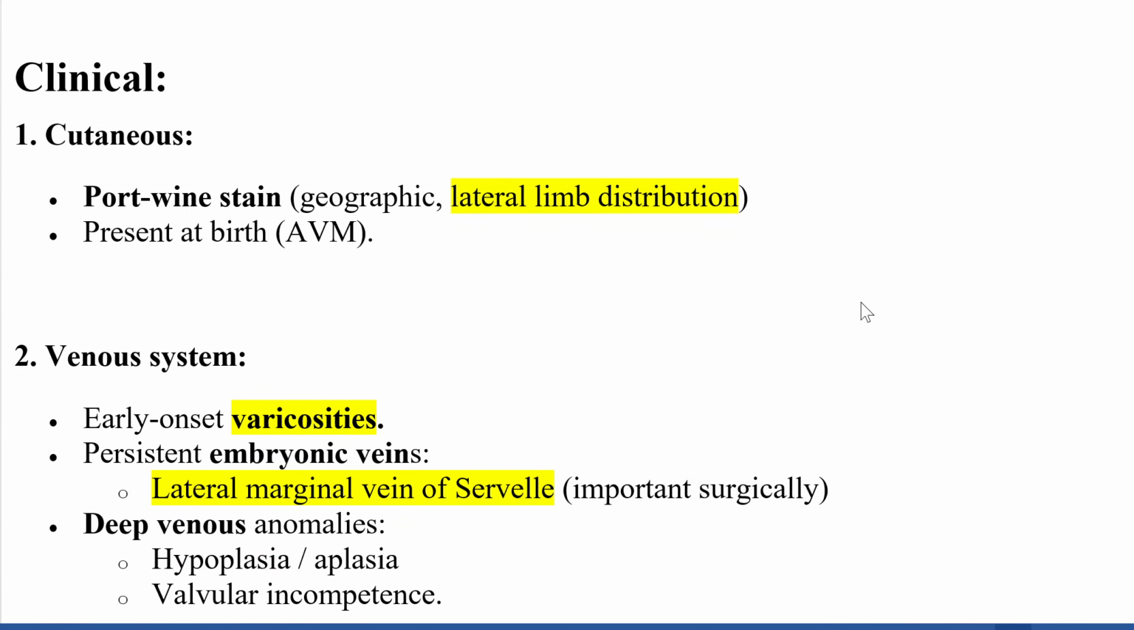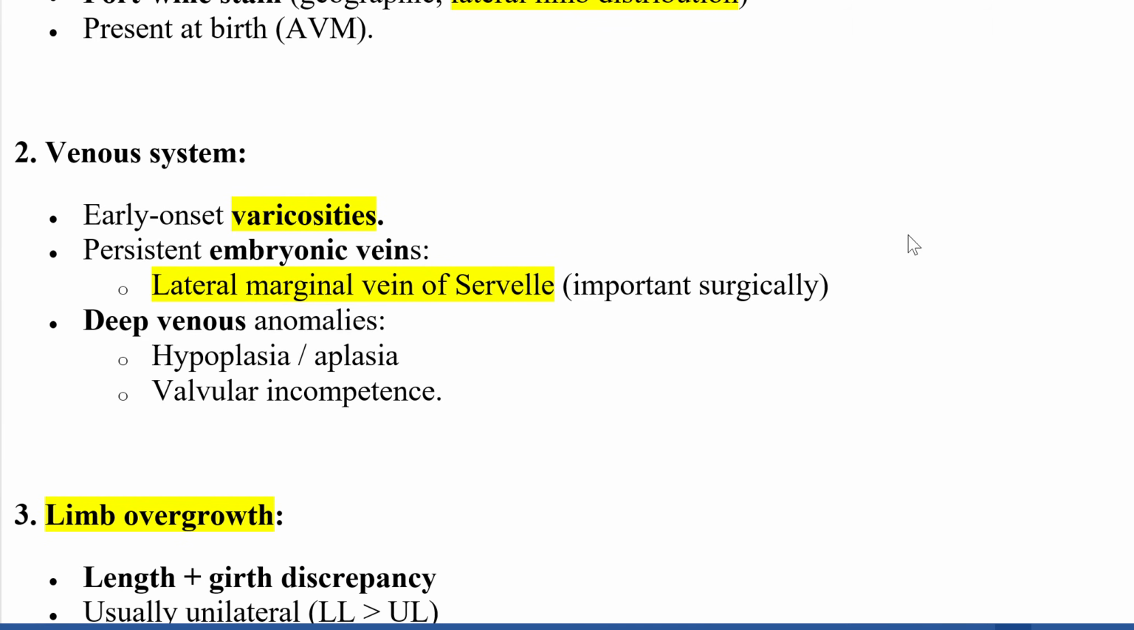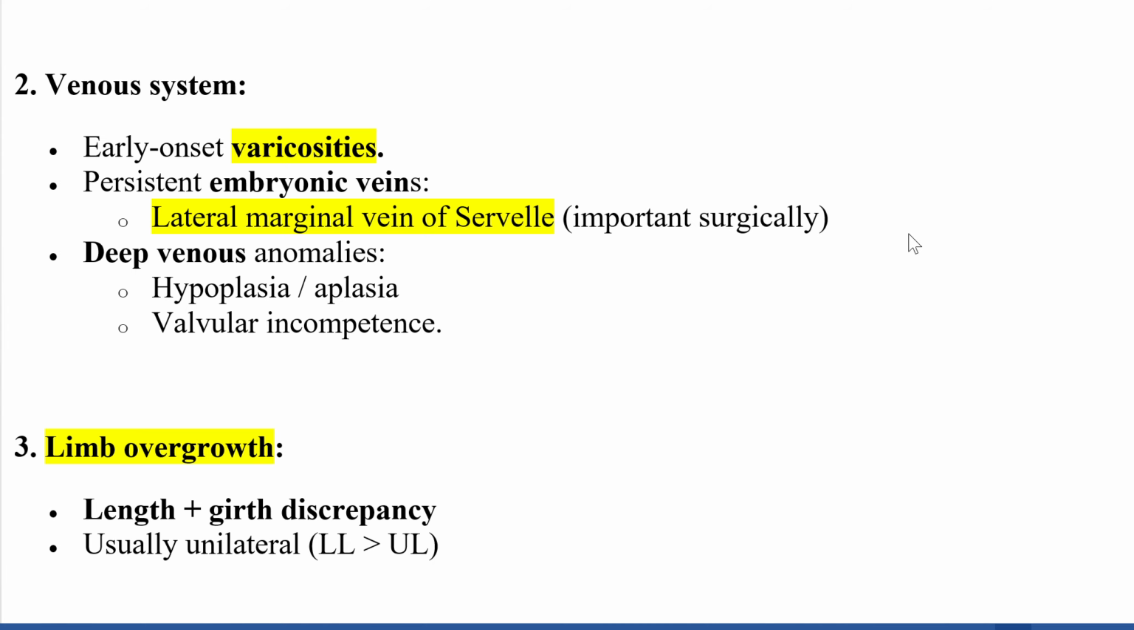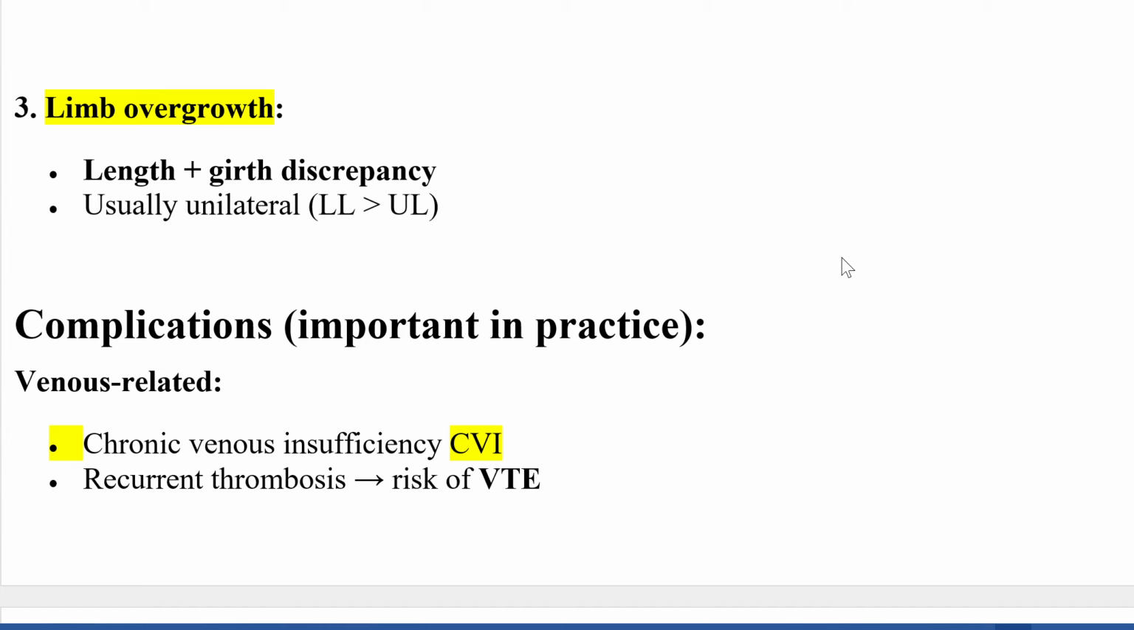Clinically, you will find the port wine stain in a lateral distribution of the lower limb, and also there is a port wine stain in the trigeminal nerve distribution in Sturge-Weber syndrome. The type is presented since birth, so it is not an AV malformation. Venous system: you will find early onset varicosities and deep system anomalies, for example hypoplasia or aplasia of the deep system. You will find limb overgrowth, lower limb mainly affected.